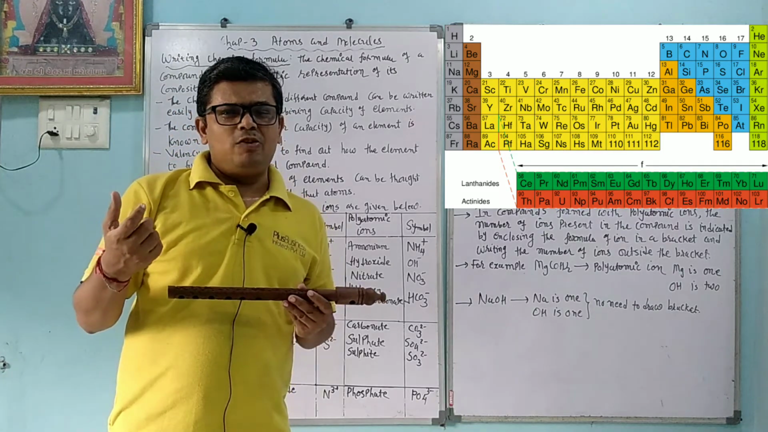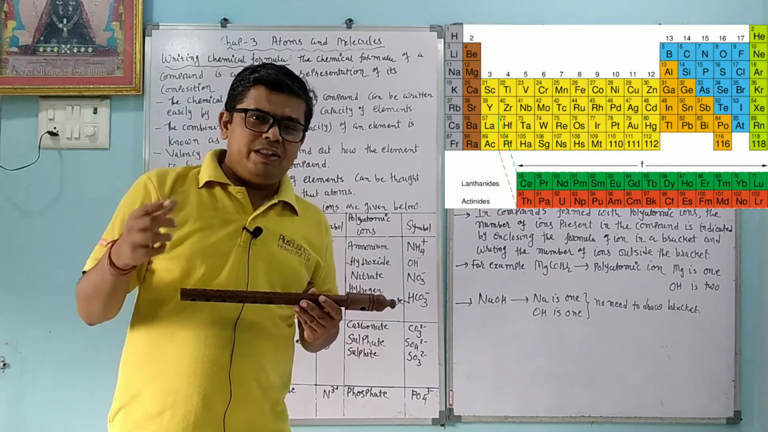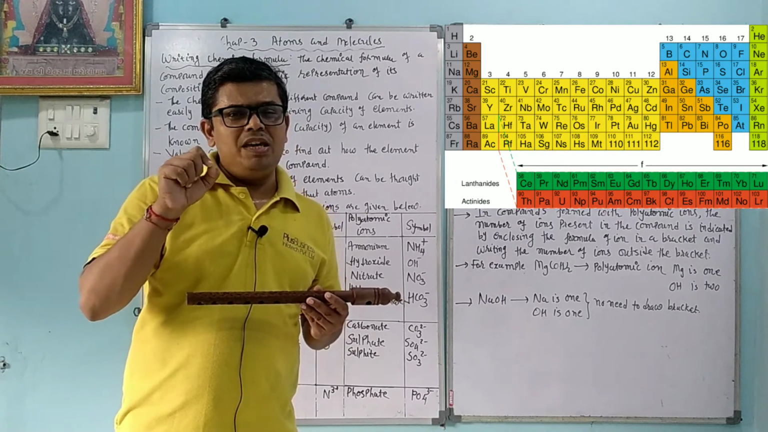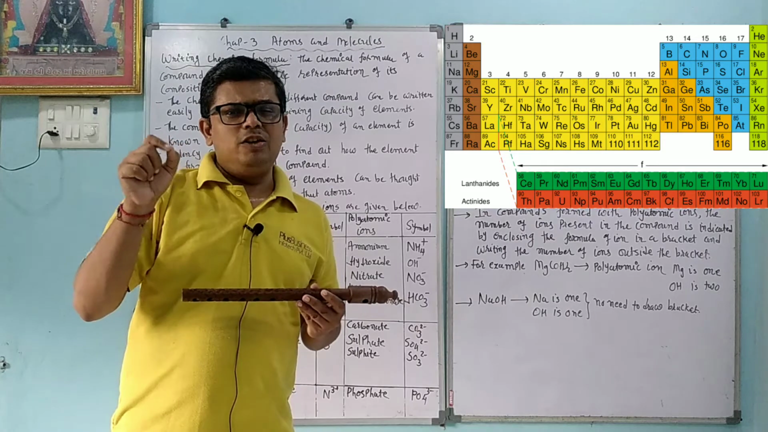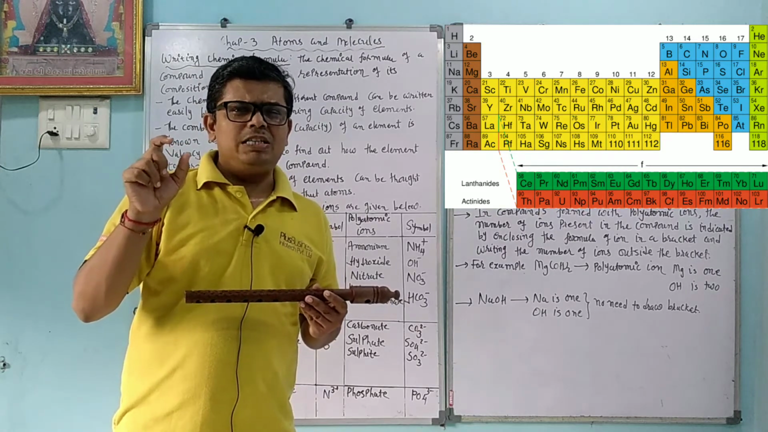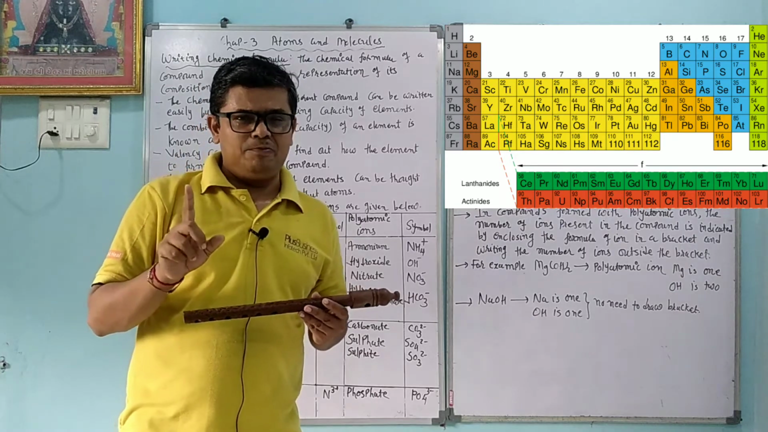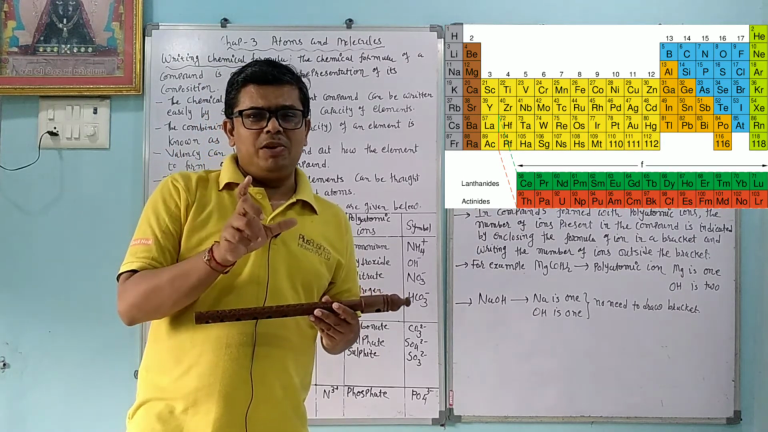But whenever we try to make barium chloride, then it is BaCl2. You can check here, barium chloride has a capital B, small a, and Cl2. What happened here? Chlorine is present 2 times, whereas in sodium chloride, chlorine is present 1 time. Okay, so valency plays a major role.